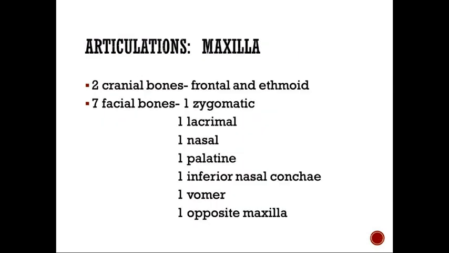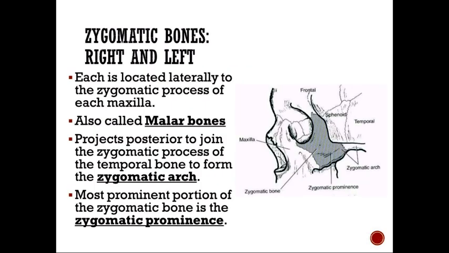Articulations of the maxilla are with two cranial bones, the frontal and the ethmoid, and with 7 facial bones: the zygomatic, the lacrimal, nasal, palatine, inferior nasal concha, the vomer, and then the opposite maxilla.